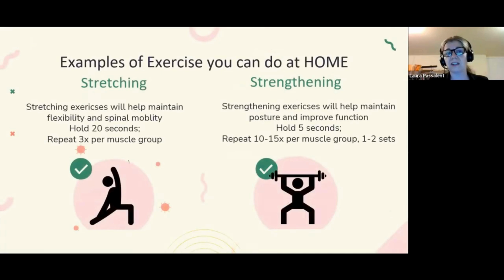So what I'm going to do is give you some examples of exercises that you can do at home. I'm going to go over some stretching exercises and strengthening exercises. The stretching exercises will help maintain flexibility and mobility. And just as a reminder, with all of these exercises, this little icon here is our flexibility guy. You're holding these exercises 20 seconds, and you want to repeat about 3 times per muscle group.